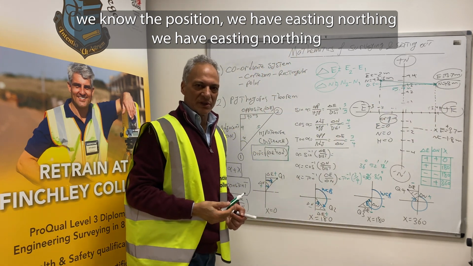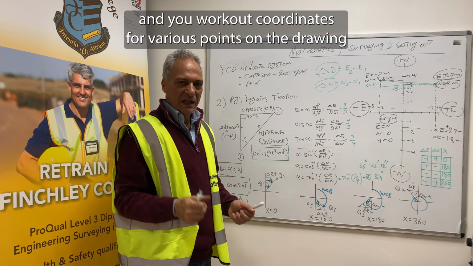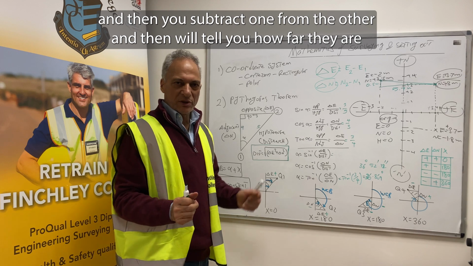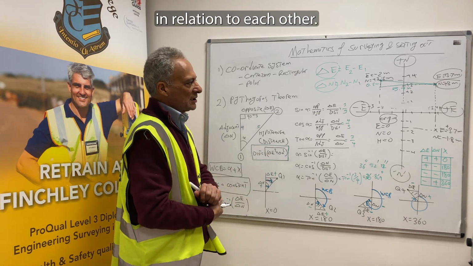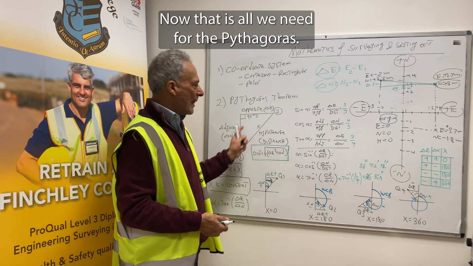We have easting, northing. So on a construction drawing, you get your drawing and you work out coordinates for various points on the drawing. And then you subtract one from the other, and that will tell you how far they are in relation to each other. Now, that is all we need for the Pythagoras.